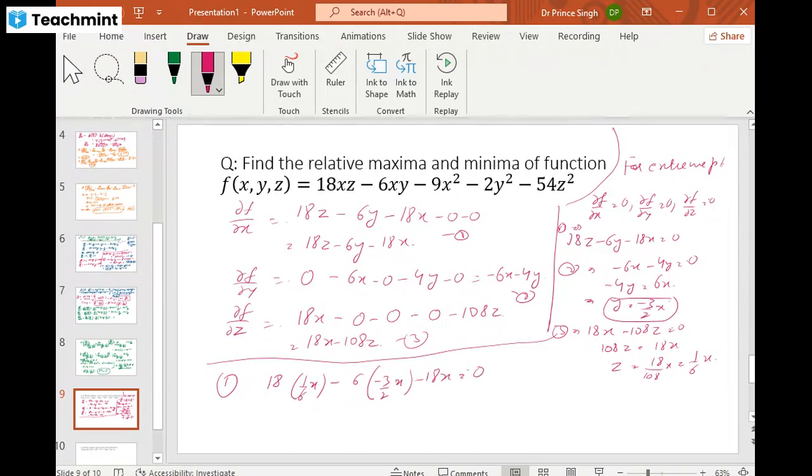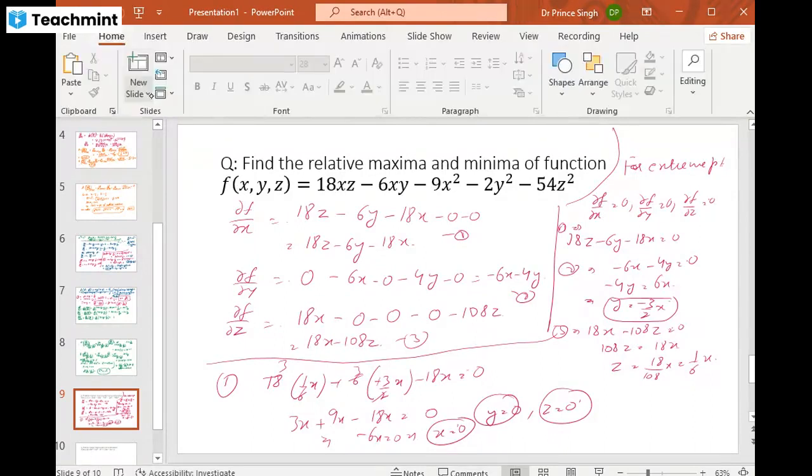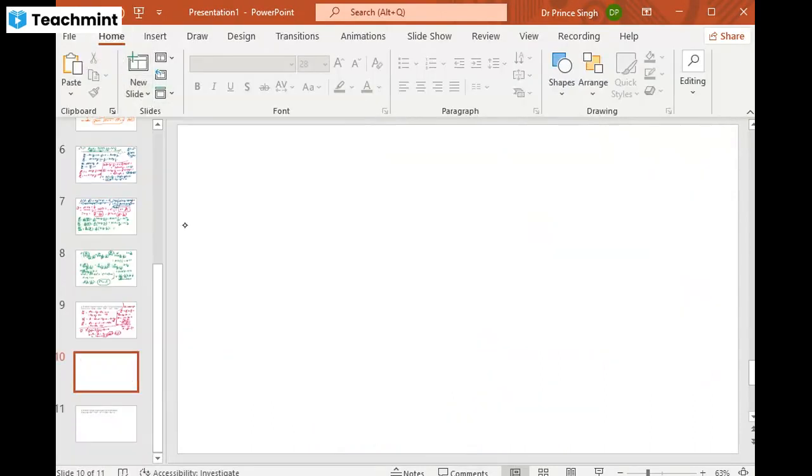So this is 3x plus 9x minus 18x equal to 0, which means this is 12 minus 18, minus 6x equal to 0. It will give us x equal to 0. If x equal to 0, we get y equal to 0 and z equal to 0. What do we get from here? So we get the point as x equal to 0, y equal to 0. So the point is (0, 0, 0).